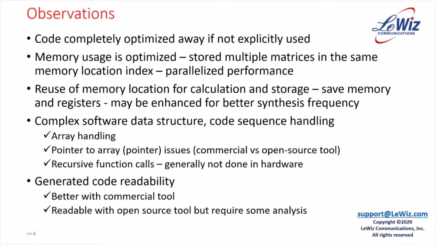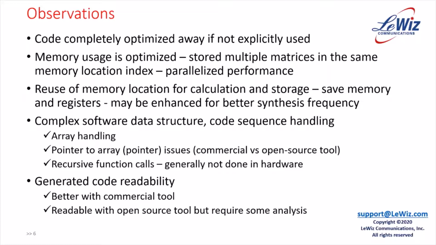Some interesting observations: the code can be completely optimized away by the tool if the output is not explicitly used. The tool does use memory in an optimized way. It can store multiple matrices in the same memory location index, so by reading one memory location, you can get two values from two different matrices, for example.